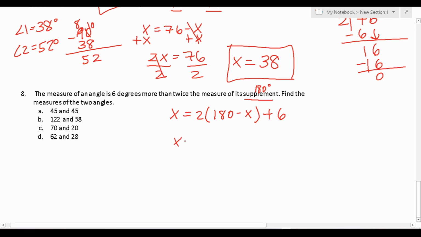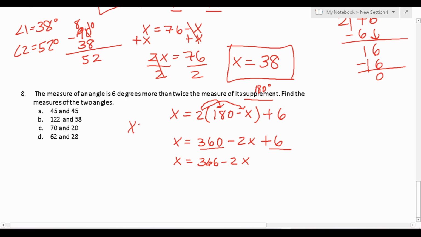So let's start by distributing this 2 to 180 as well as negative x. 2 times 180 is 360. 2 times negative x is negative 2x. Then we have this plus 6 hanging out at the end there. So let's combine like terms. This is going to be x equals 360 and 6 are like terms. They're whole numbers, more specifically. So this is going to be 366, given that 360 plus 6 is 366, minus 2x.